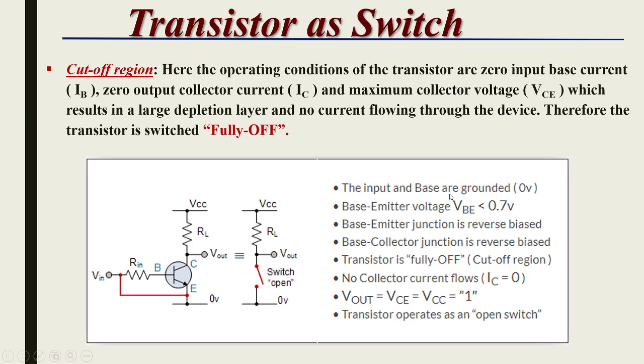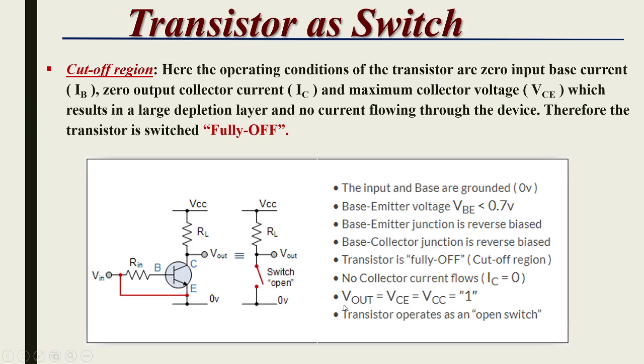So here the input and base current are grounded, that means they are 0. Then, because this input is 0, the base emitter junction voltage VBE is less than 0.7 volt, and this junction is reverse biased. And the collector base junction is already reverse biased, so the transistor is fully off, that means it is operated in the cutoff region, and here no collector current flows, that is IC is 0.